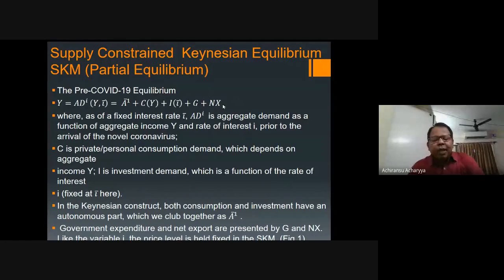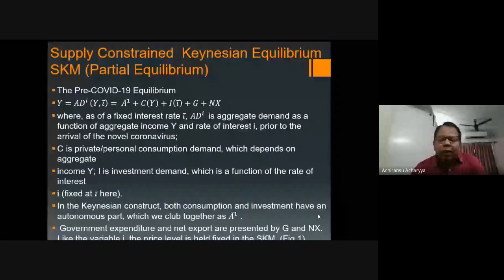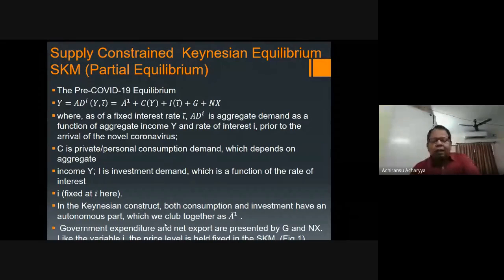So it's a simple Keynesian model, and in the Keynesian construct, both consumption and investment have an autonomous part, which we club together as A bar 1, because this is a pre-COVID scenario. And the government expenditure and net exports are represented by G and NX. Like the rate of interest I, the price level is held fixed in the simple Keynesian model. So I'll show you this figure. This is figure 1.